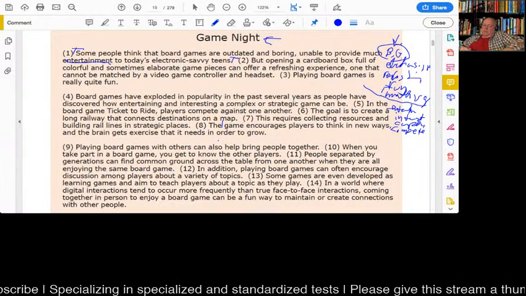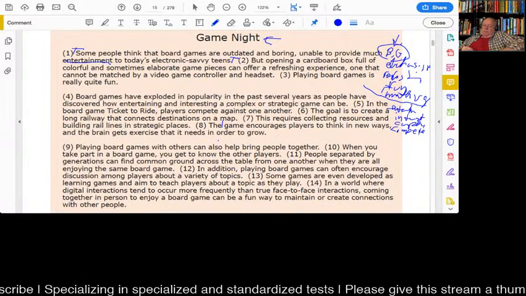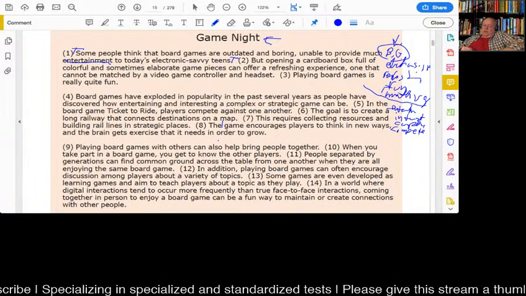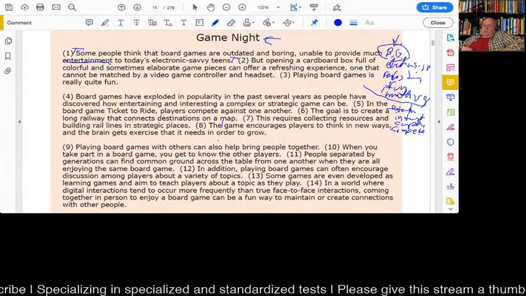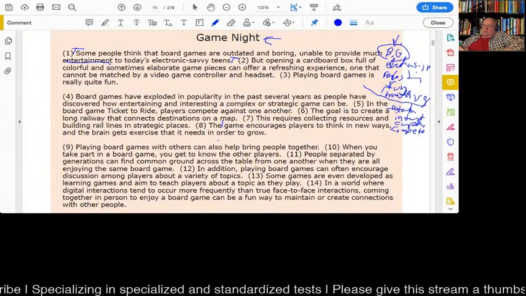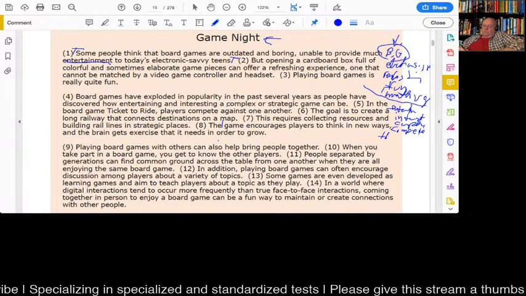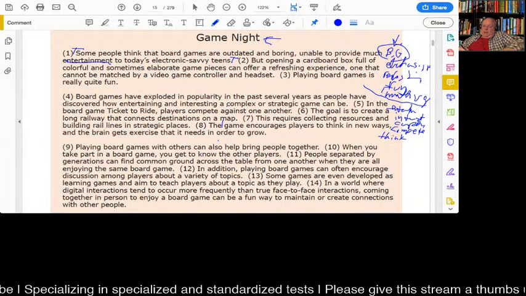This requires collecting resources and building rail lines in strategic places. So it's getting back to this might be complicated and it involves a strategy, right? So the game encourages players to think in new ways. Encourages you to think and brain exercise.